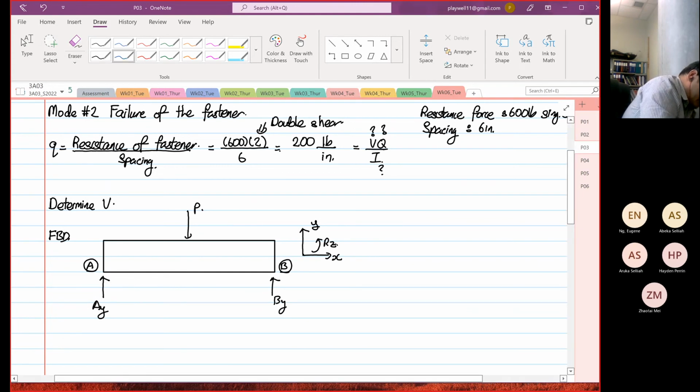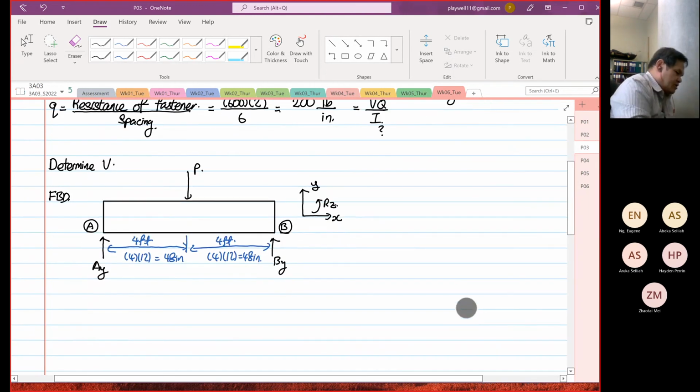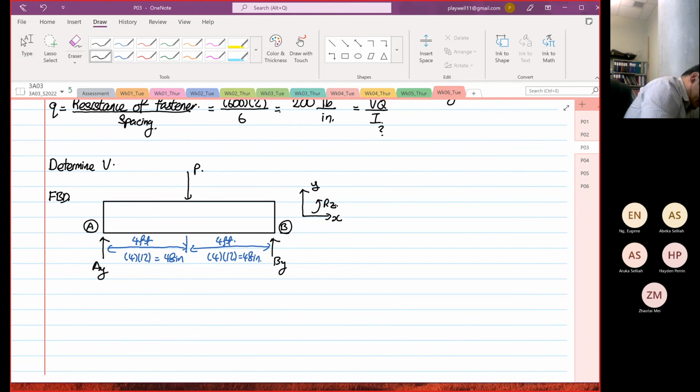We are aware that the distance from here to here is 4 feet. This is given in the question. So in terms of inches, it is 4 multiplied by 12, so it's equal to 48 inches. So we are going to apply static analysis.